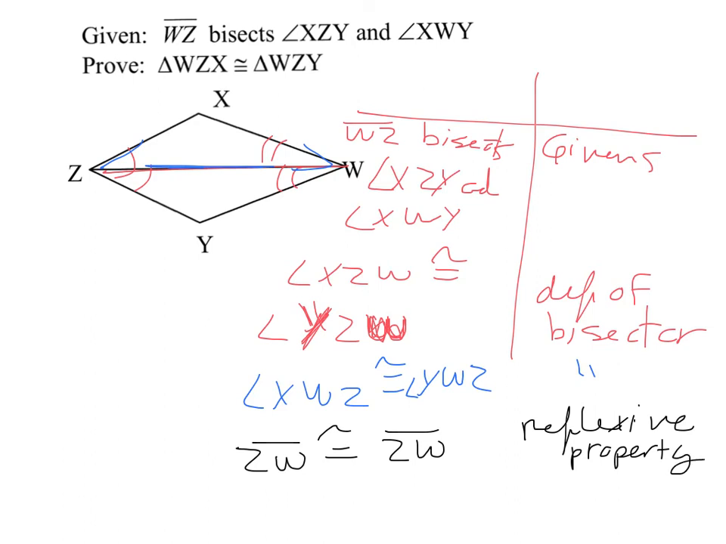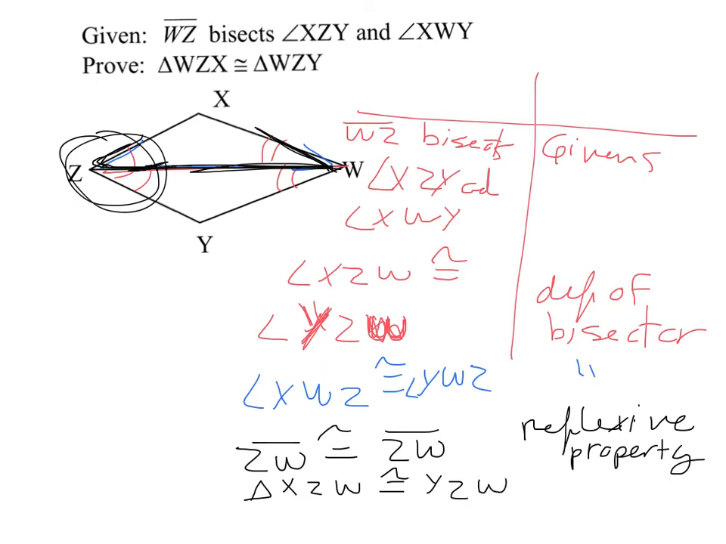So now we have enough information to prove these triangles congruent. We have angle, side, angle. So can I squeeze this down here? Triangle XZW. Now I went to the angle with only one arch first, so I gotta do the same on the other one. Is congruent to triangle YZW by side, angle, side. And that's all there is to it.